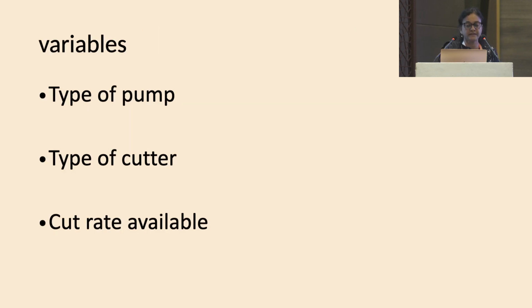What are the variables that come into the picture whenever you are thinking about vitrectomy? Type of the pump, whether it is peristaltic or venturi, type of the cutter, whether it is pneumatic or electrical, and the cutting rate, which is available starting from 700 and ranging up to 5000 cuts per minute.